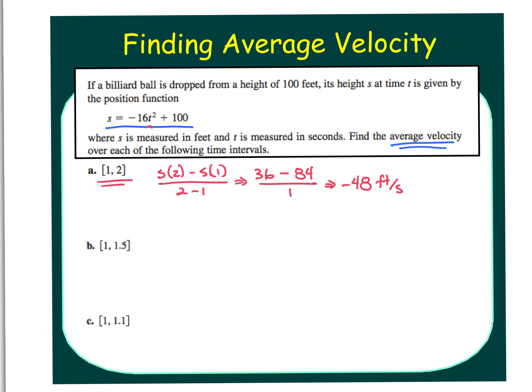All right, let's do it again. Now I want to figure out my average velocity from 1 to 1.5. From 1 to 1.5, so now I'm going to find s of 1.5 minus s of 1 over 1.5 minus 1. All right. And so s of 1.5, now I substitute in 1.5. 1.5 squared is how much? 2.25. So then 2.25 times negative 16.